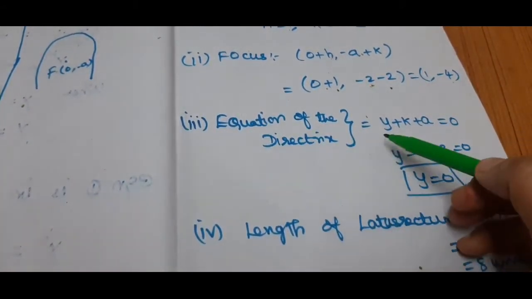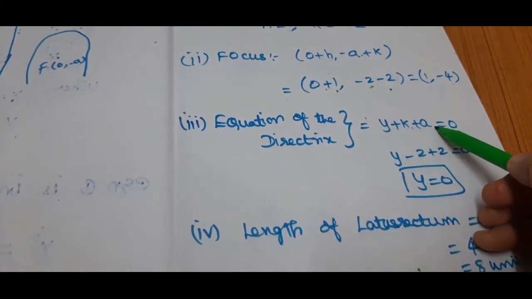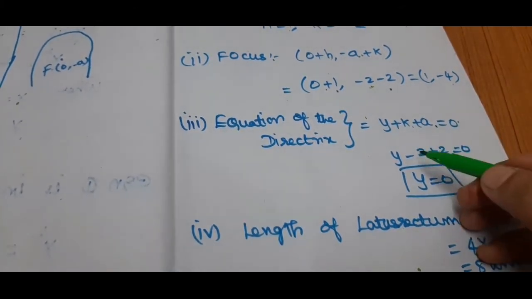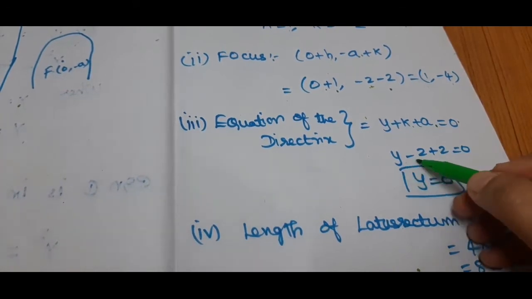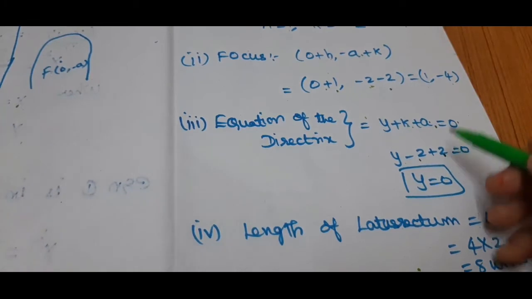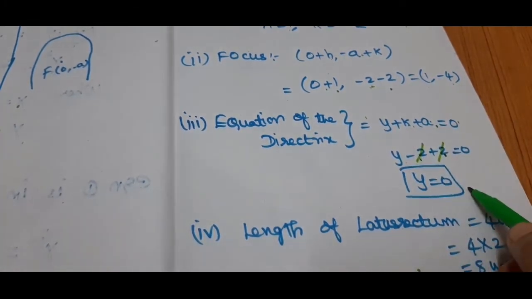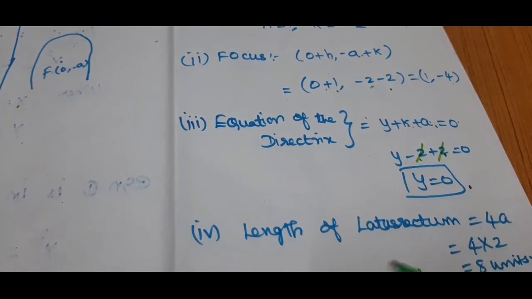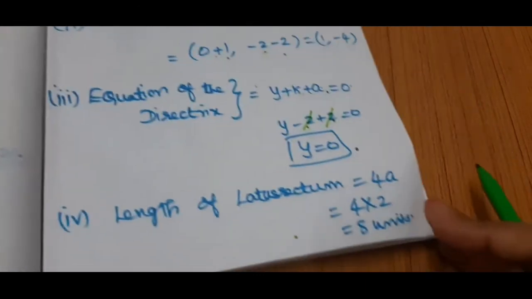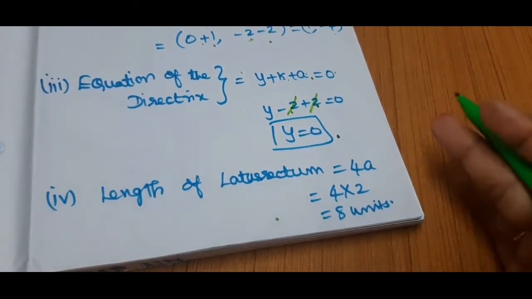Then the equation of the directrix will be y plus k plus a is equal to 0. The k value is minus 2, the a value is plus 2. So plus 2 and minus 2 will be cancelled. Then y is equal to 0 is the equation of the directrix. Length of the latus rectum is 4a. That is 4 twos are 8, so 8 units.